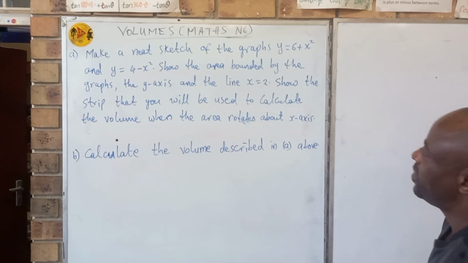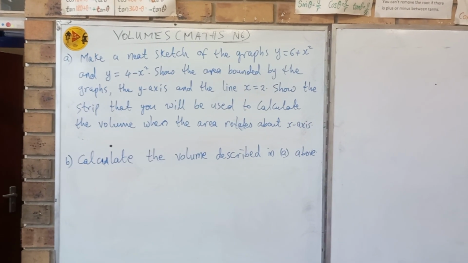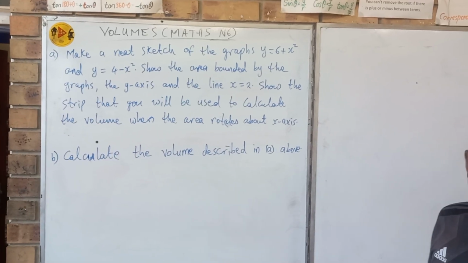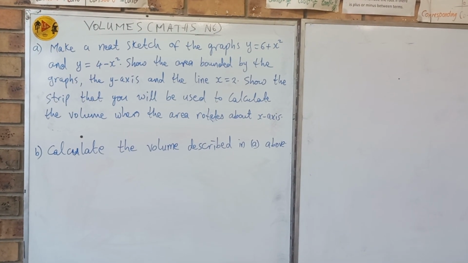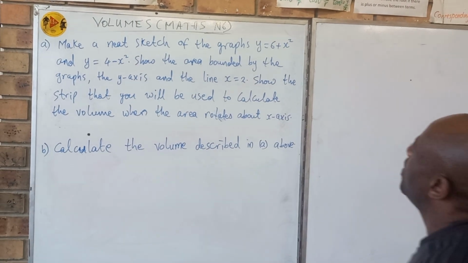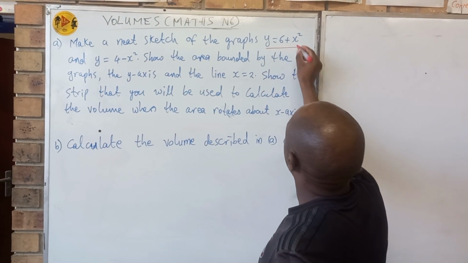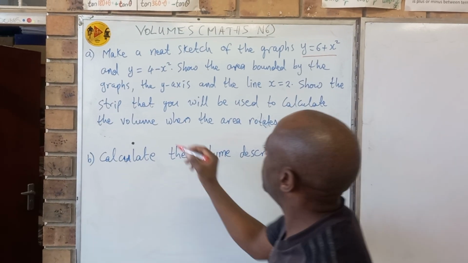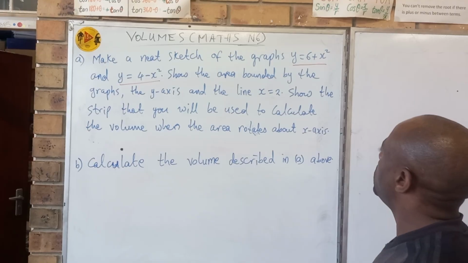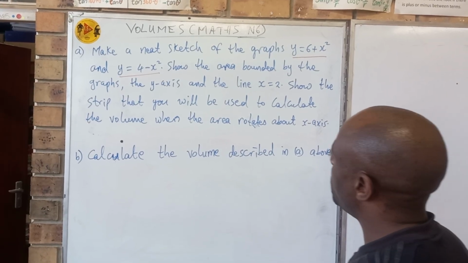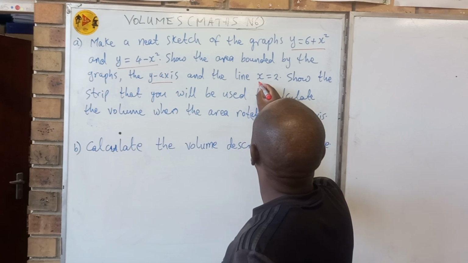Good day, guys. We are looking now at other problems of volumes in mathematics. So in this problem, we are told to make a neat sketch of the graphs of y equal to 6 plus x squared and y equal to 4 minus x squared. Then show the area bounded by the graphs, the y-axis, and the line x equal to 2.